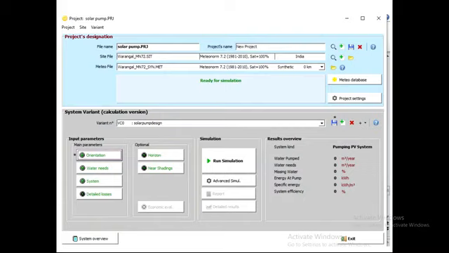If you have any doubt, you can ask. A 10 kilowatt design is not different from a 100 kilowatt design. I already told you, the design procedure is the same.